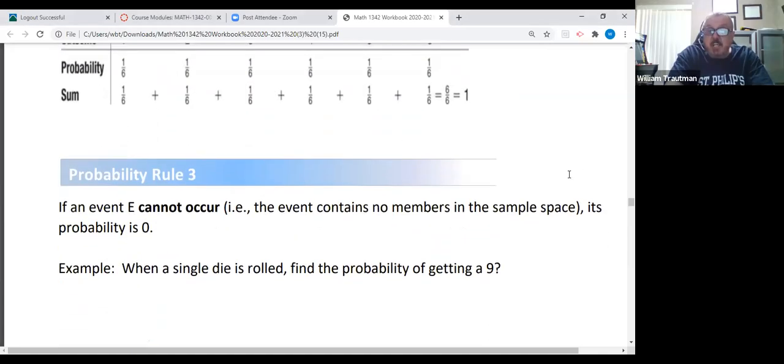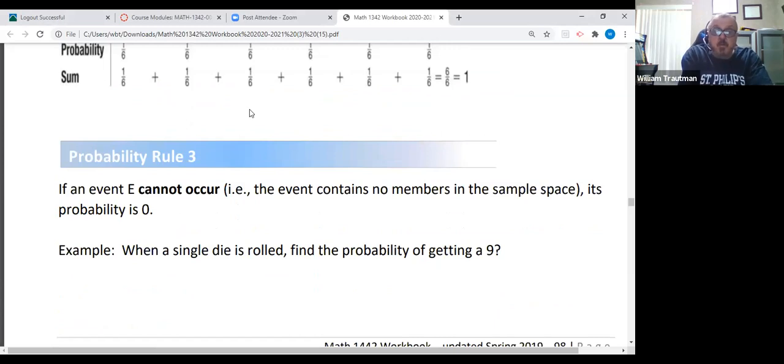If an event cannot occur, then it has 0 probability. If there's 0 chance of rain, it cannot occur. Okay, here's a good one. When I roll a dice, here's my dice, what's the probability of me getting a 9?